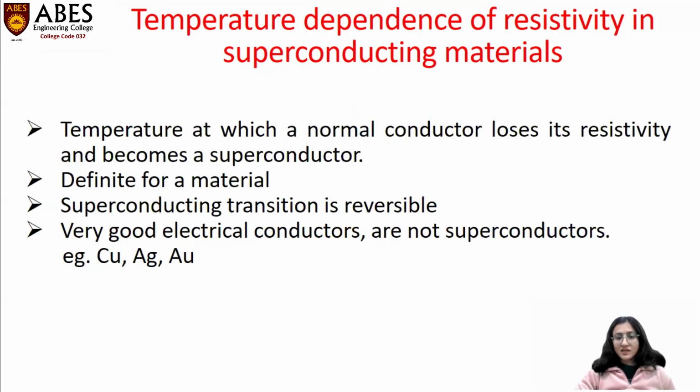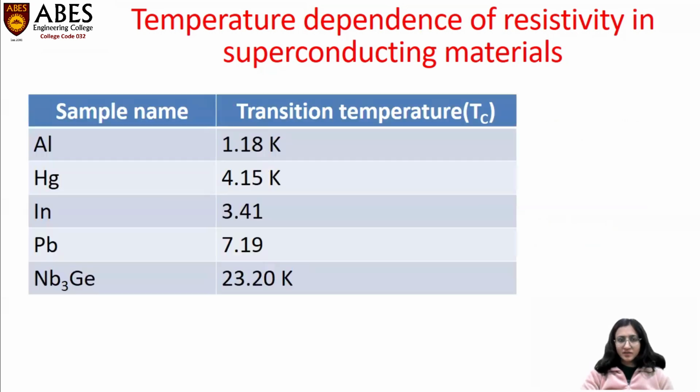Very good electrical conductors cannot necessarily be superconductors. Copper, silver, gold are very good electrical conductors, but they do not show the superconductivity phenomenon, even at very low temperatures less than 10 Kelvin. They do not show zero resistance, so they cannot be termed superconductors.